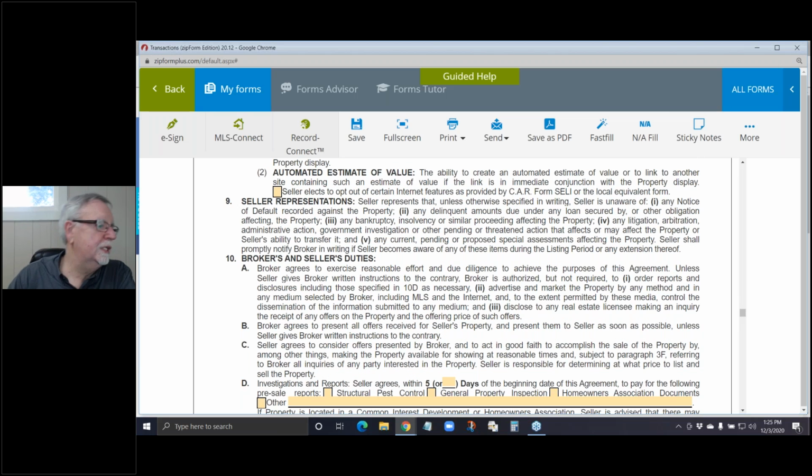Seller representations, how am I doing? Seller represents that otherwise specified in writing. They're going to tell you, are there any lawsuits, any litigation, any arbitration? Are you in bankruptcy? Do you know if there's a notice of default? That's all up in that paragraph. Broker and seller's duties.